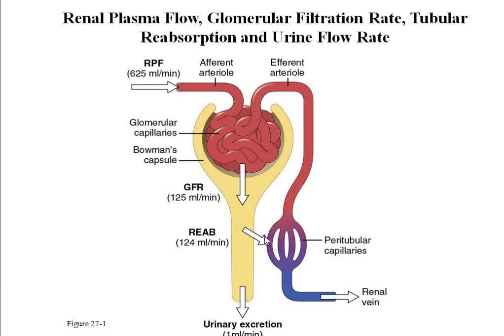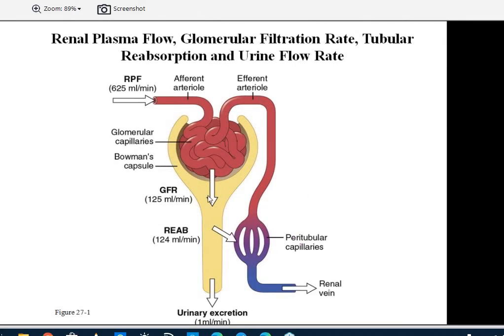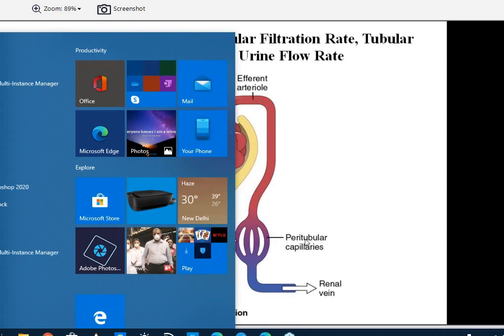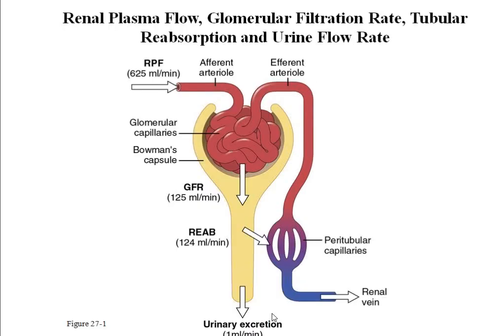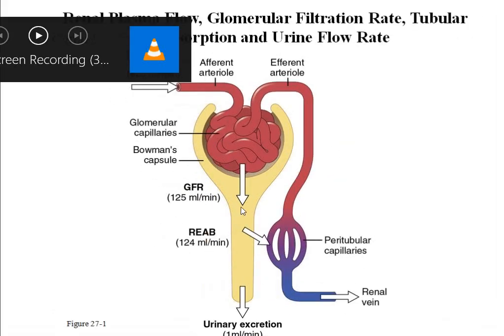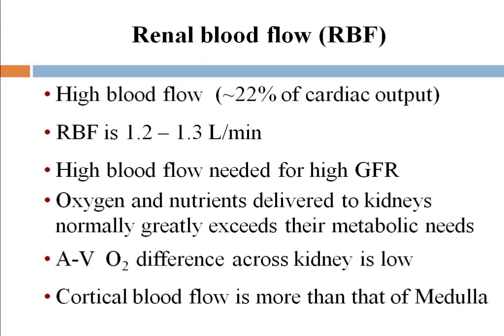The next comes the reabsorption of certain substances in the tubules, and the third one is the secretion, which I'll be telling you later, and ultimately the urine is formed. Whatever is filtered, the majority of it gets reabsorbed in the tubules, and only a small amount gets excreted. As you can see here, how much is the GFR written here and how much is reabsorbed. So almost 99% is reabsorbed and 1% gets excreted.